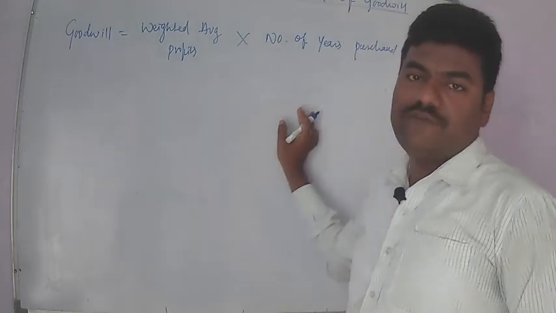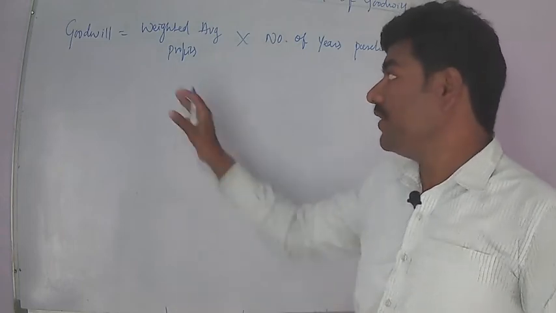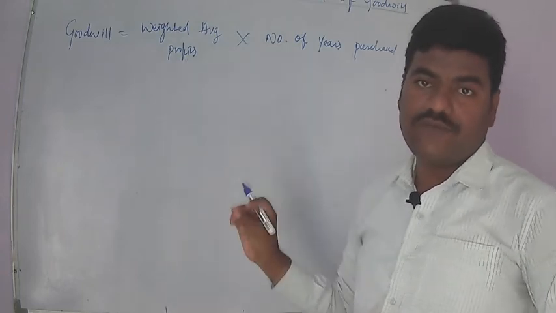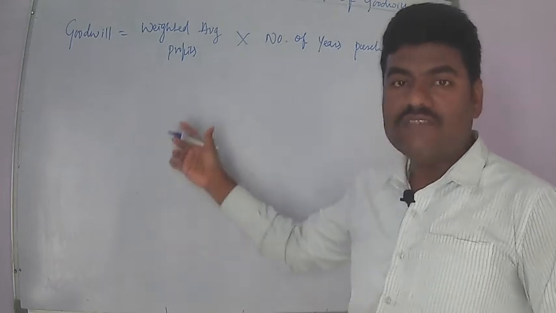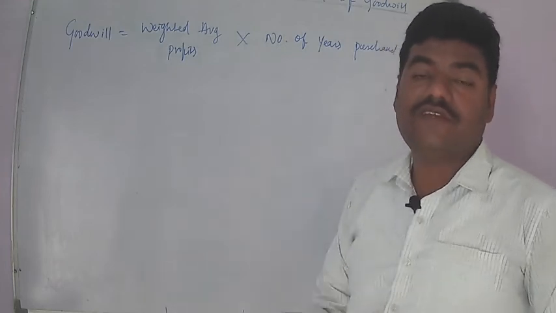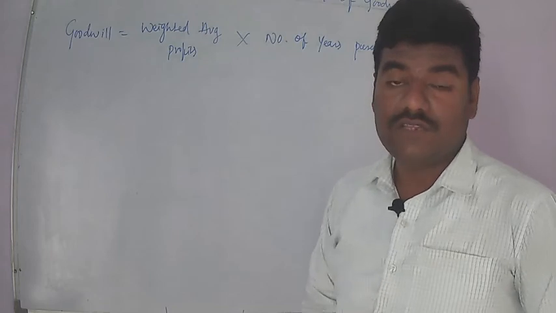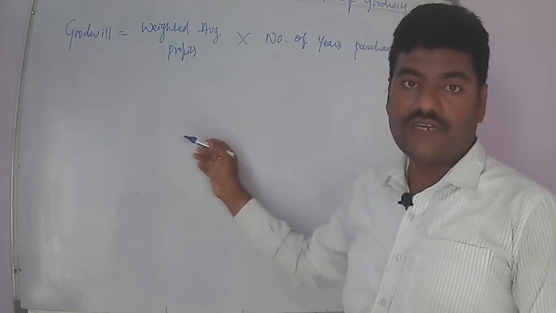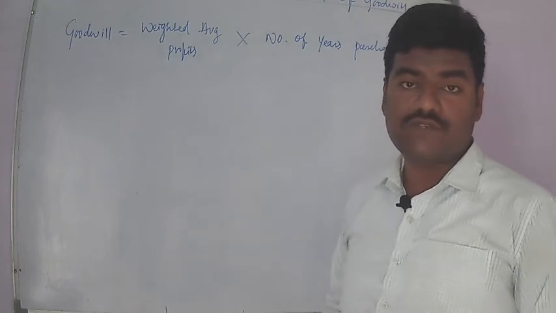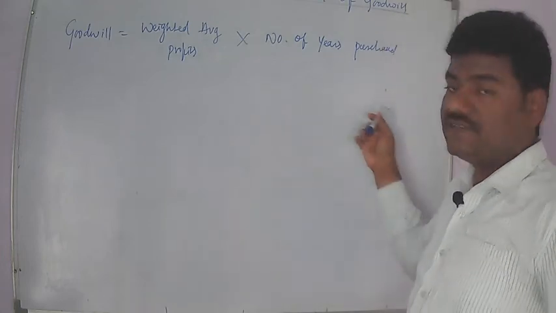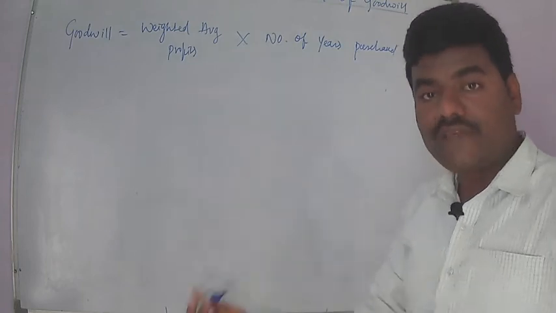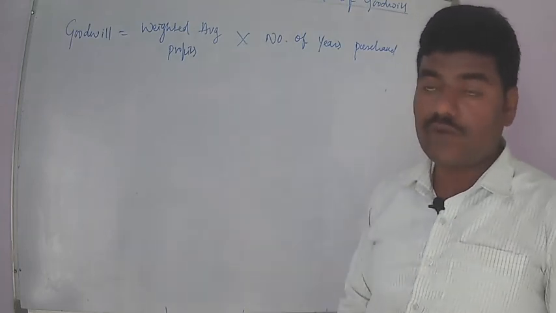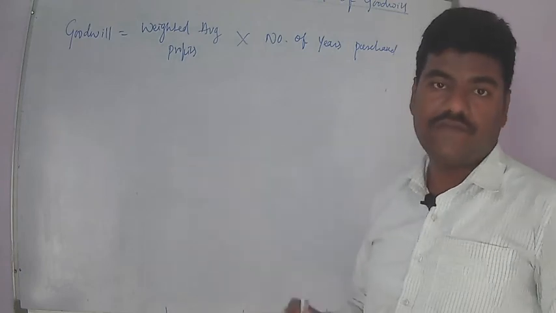Number of years purchased means how long we can retain this profit, how long we can sustain this profit. Obviously we cannot earn the same profit for the next 50 years, next 20 years, next 30 years. Can we earn this weighted average profit 1,09,120 for the next 10 to 20 years? No. So number of years purchased means how long we will be able to earn the same profit. So they have given it as 3 years.